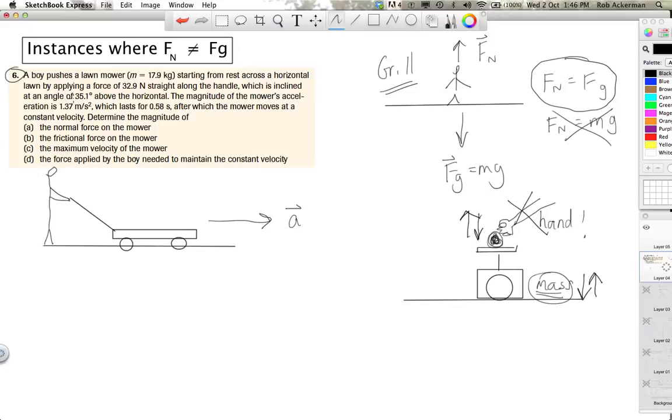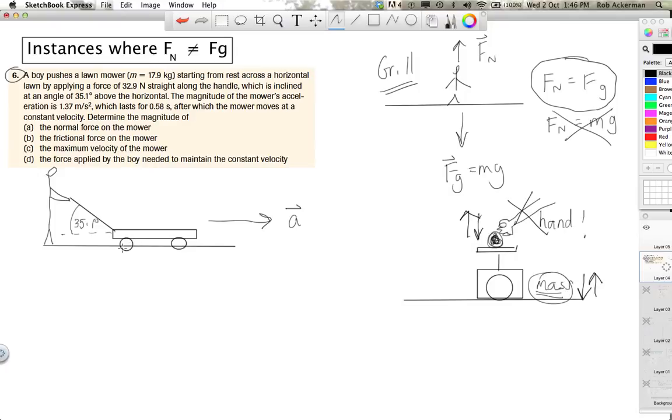It tells you here the handle is inclined at an angle of 35.1 degrees above the horizontal. That's in here. Make sure you're good at drawing diagrams. Remember, good diagrams come from good thinking, which leads to good problem solving. What would this person be doing? Would he be pulling up? No, he'd be pushing down.